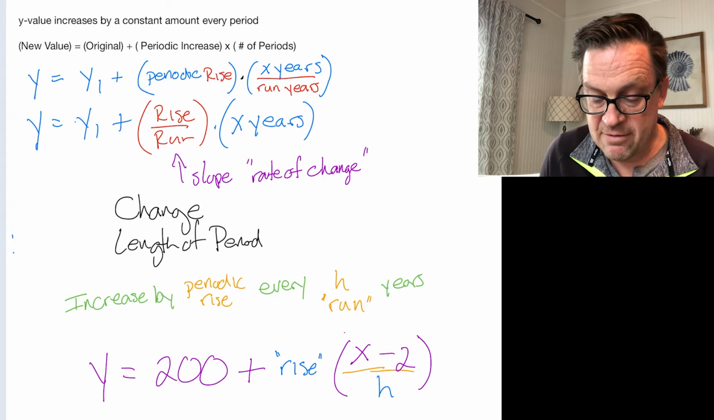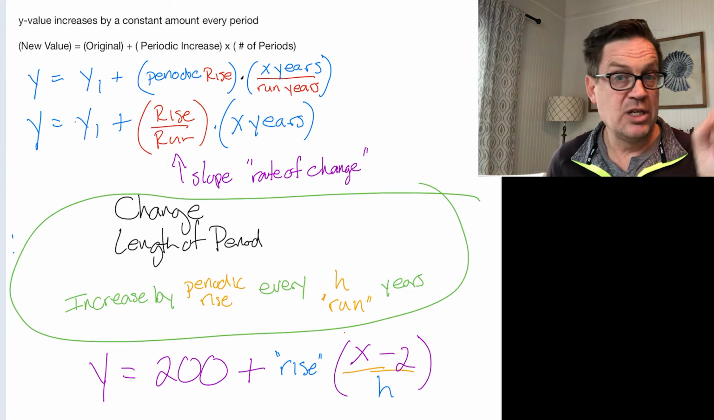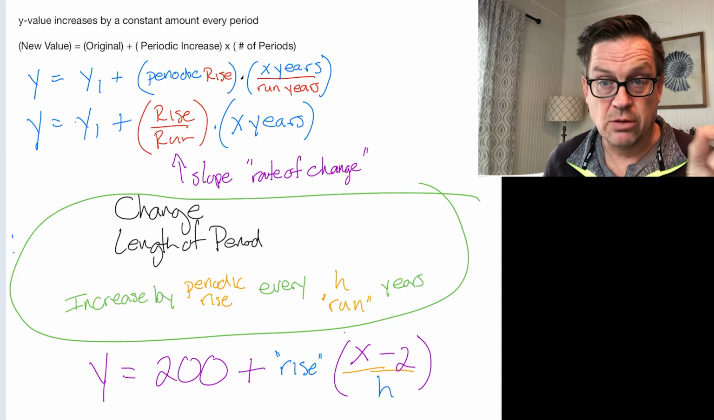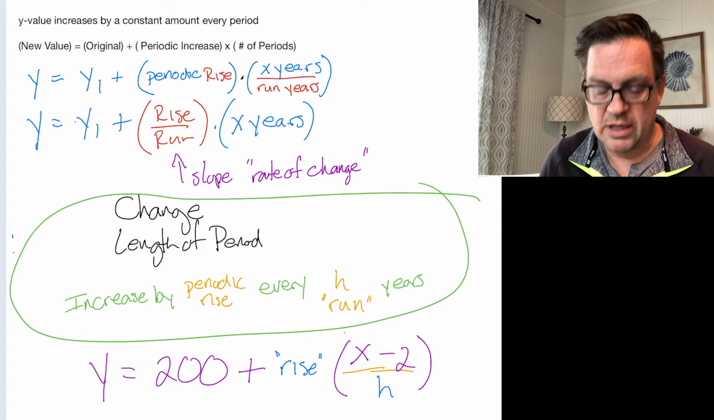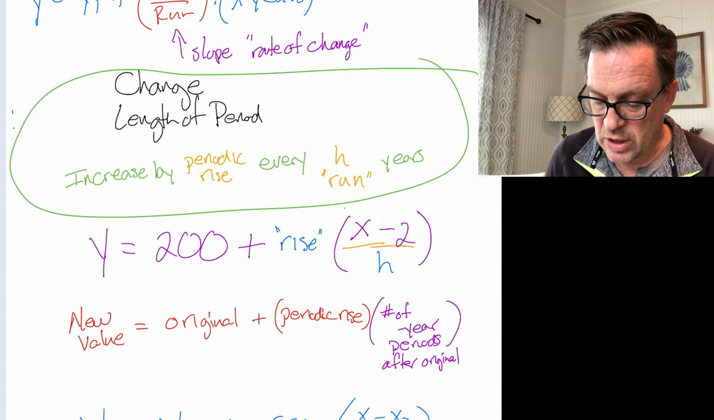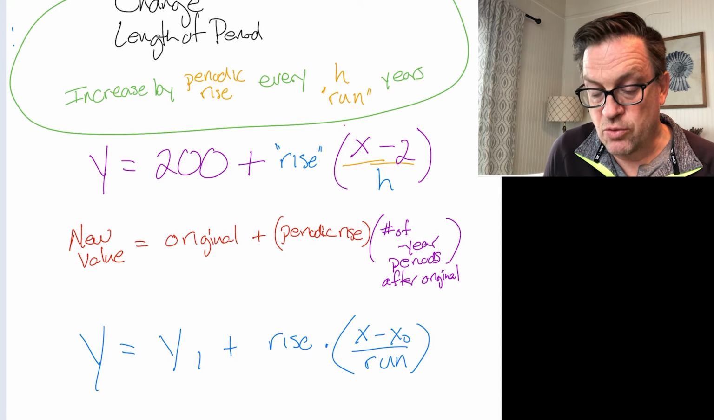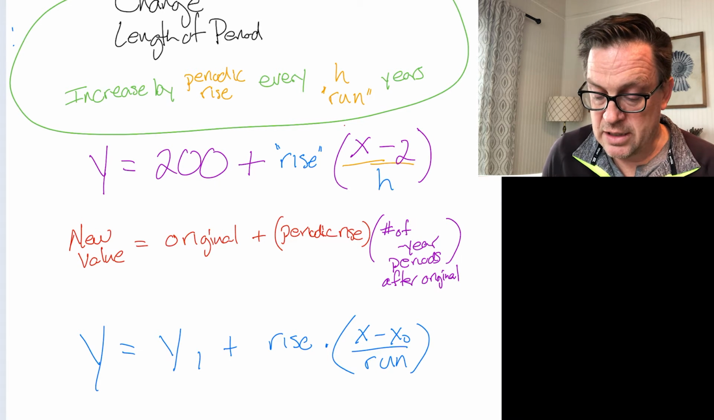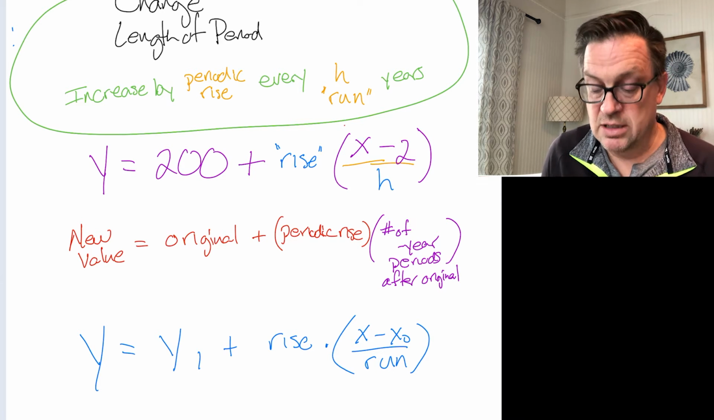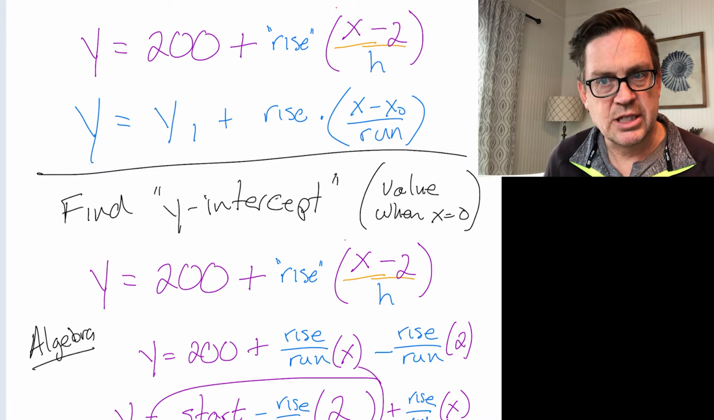And so what I have is I can change the length of the period to be, I increase by a certain ratio or certain amount every 8 years, or whatever the run happens to be. And so I get a formula that looks like 200 plus the rise times (x minus 2) over h. And that's the periodic rise divided by the length of the period. How do I find the y-intercept with that?